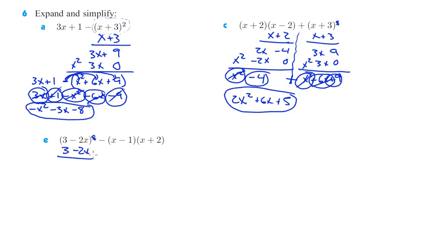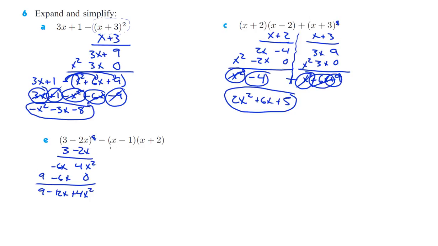3 minus 2x squared. So I'm going to stack one on top of the other. Negative 2 times negative 2 is positive 4, and x times x is x squared. Negative 2x times 3 is negative 6x. 3 times negative 2x is negative 6x, and then 3 times 3 is 9. Right, so it gives me 9 minus 12x plus 4x squared. Gives us that part there.